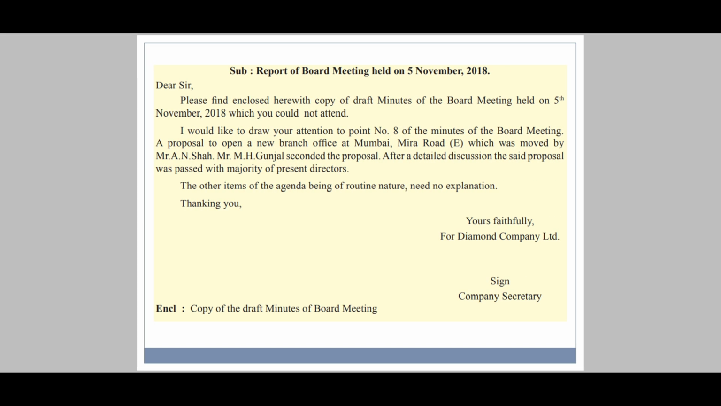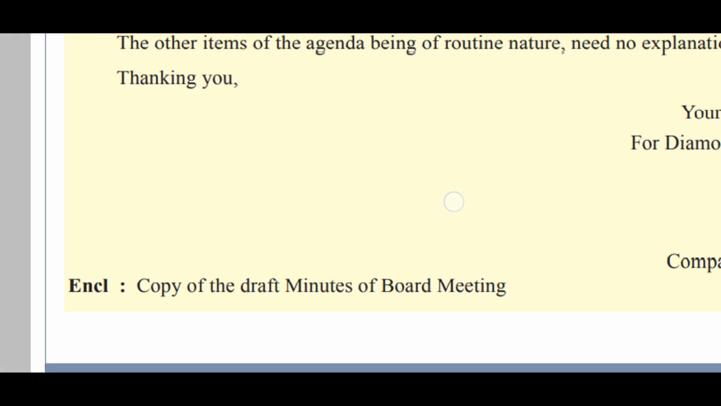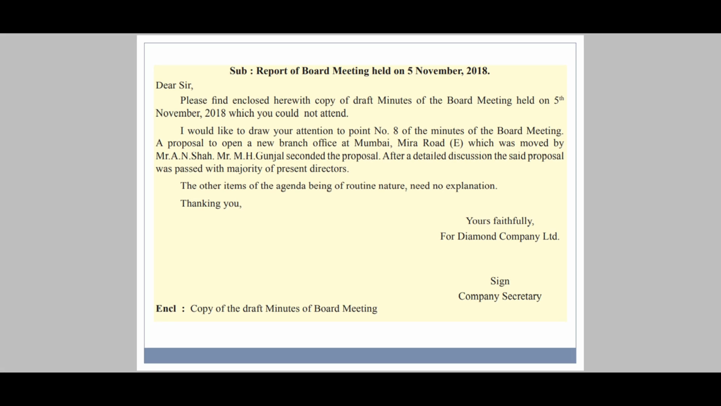Now see, dear sir, starting with the salutation, please find enclosed. See, underline it in your textbook. Please find enclosed. Enclosed means you have attached something with the letter which you will be mentioning at the end of the letter as enclosure. Remember, when we write enclosure, that means we are attaching something with the letter. Please find enclosed herewith. Herewith means with this letter. What are you trying to send with this letter? Copy of draft minutes of the board meeting held on 5th November 2018 which you could not attend.